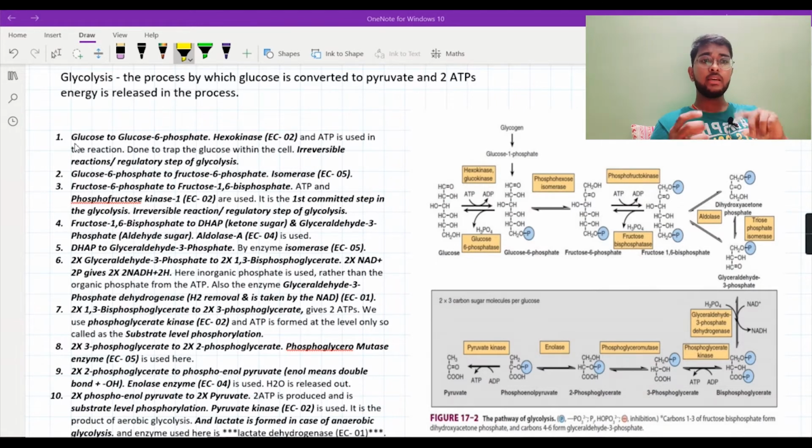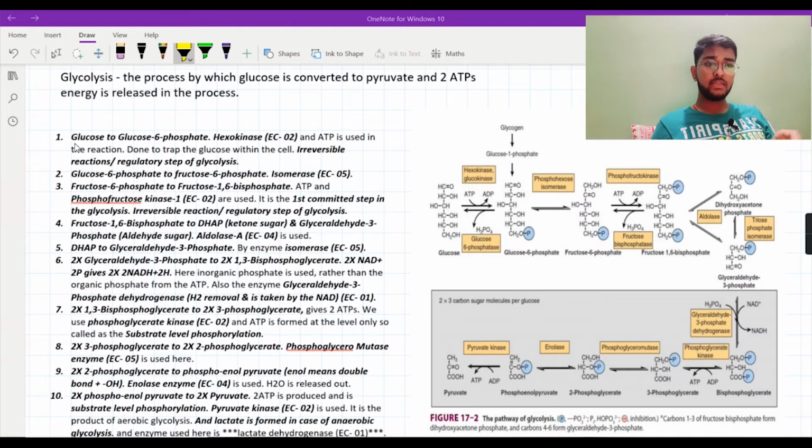The second step is the conversion of glucose 6-phosphate to fructose 6-phosphate. Here glucose and fructose are isomers of each other, so the isomerase enzyme acts in this process, and glucose 6-phosphate is converted to fructose 6-phosphate. Then fructose 6-phosphate is converted to fructose 1,6-bisphosphate. The extra phosphate is added at position number 1 in the fructose. So in this reaction also the enzyme will be a kinase because ATP is involved. Why is ATP involved? Because here also the phosphate added is organic.